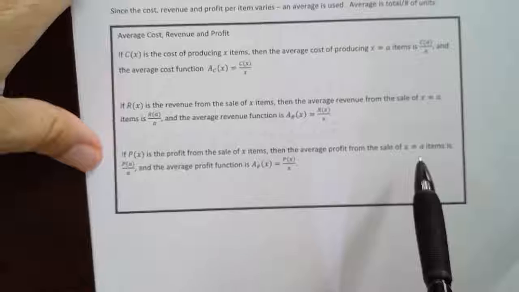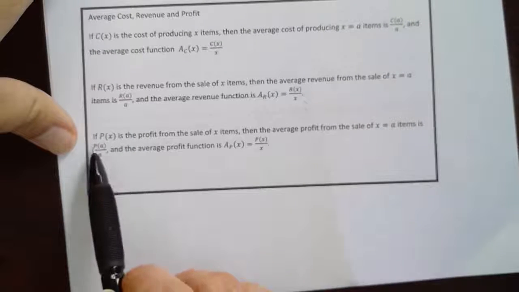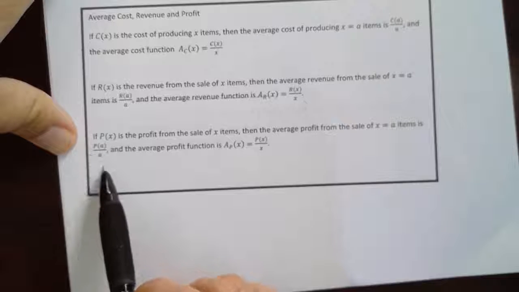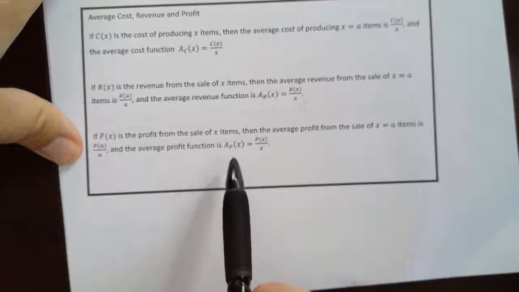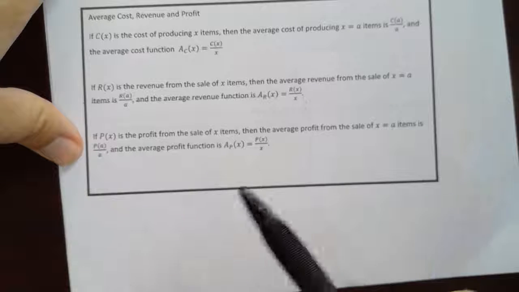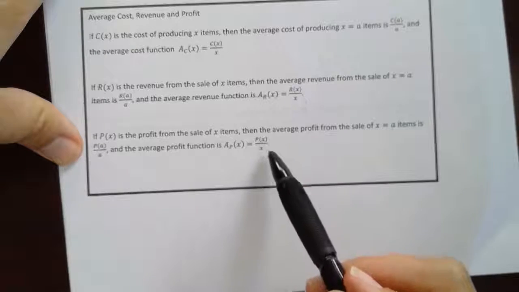And profit function, the same thing. If I know how many items I'm dealing with, A items, then it's going to be profit of the A items divided by the A number of items. And as far as producing a function so that I can just keep plugging in numbers for a different number of items, it's going to be profit function divided by X.